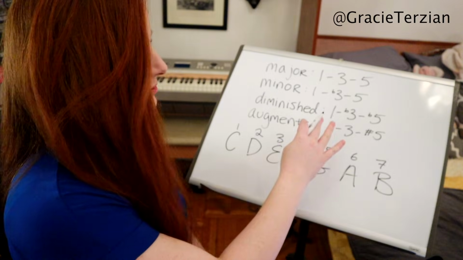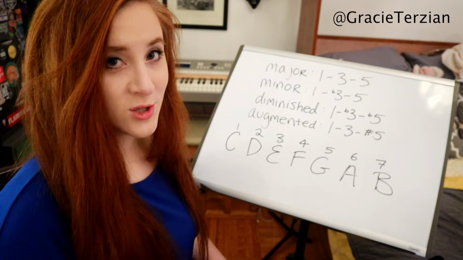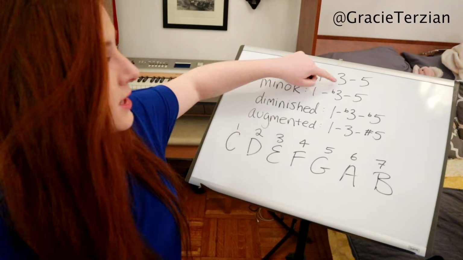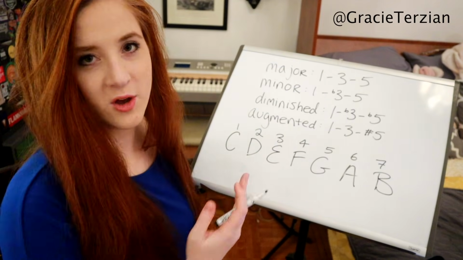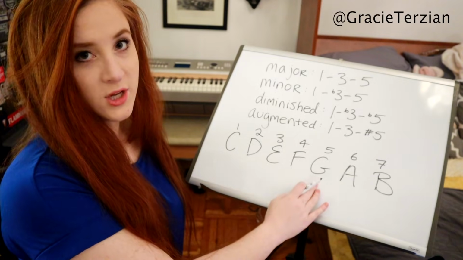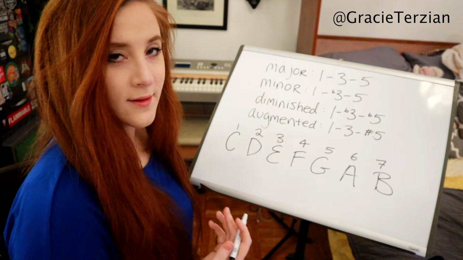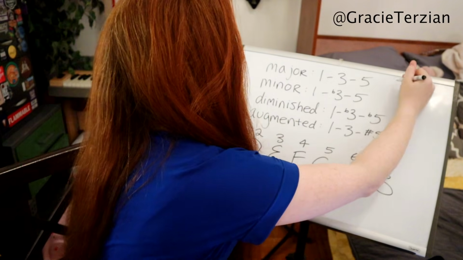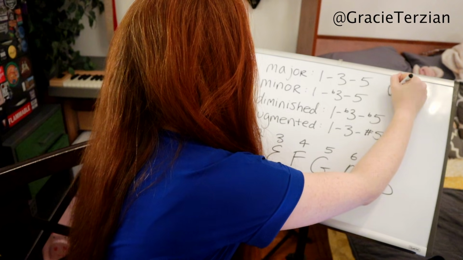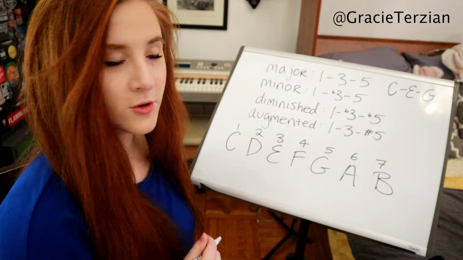So now we go back to the formulas, and we're just going to plug the numbers into the formulas. For instance, a C major chord is made up of 1, 3, and 5. So if we go to our C major scale, what is the first, third, and fifth note of the scale? C, E, and G. Therefore, our C major chord has a C, an E, and a G in it. So I'm going to write C, E, and G. That's our C major chord.